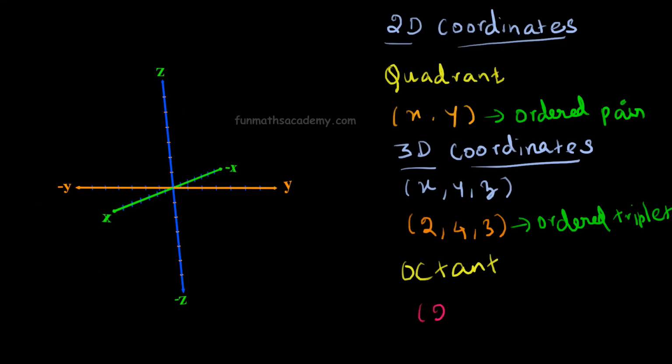Finally, let us see how to plot the point (2, -3, -4). We will plot it at 2 units to the front of x-axis, 3 units to the left of y-axis and 4 units down the z-axis. In the next video, we shall see how to find distance between two 3D points.